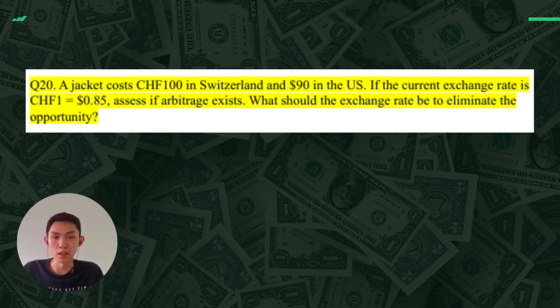So how do we eliminate the opportunities? We have to calculate the APPP rate, which is the APPP exchange rate. So we use $90 divided by 100. So we will get one CHF equals $0.9. So if we use the APPP exchange rate, the jacket will become more expensive than in the US, and then the arbitrage opportunities will be eliminated.